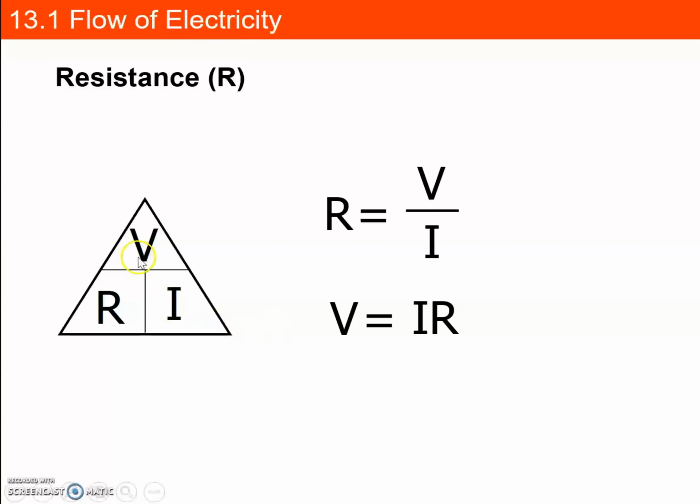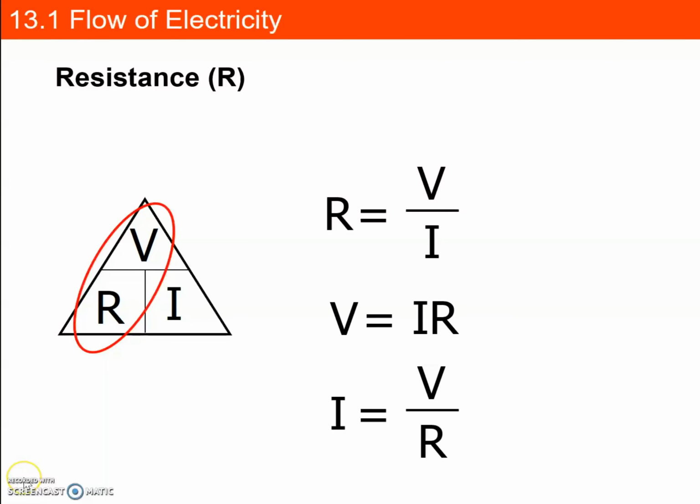Next one, if you want V, then V equals I times R. And if you want to find I, cover the I, you have V divided by R. So these are the three formulas that we can use to do the calculations of resistance, potential difference, and current in your electric circuits.